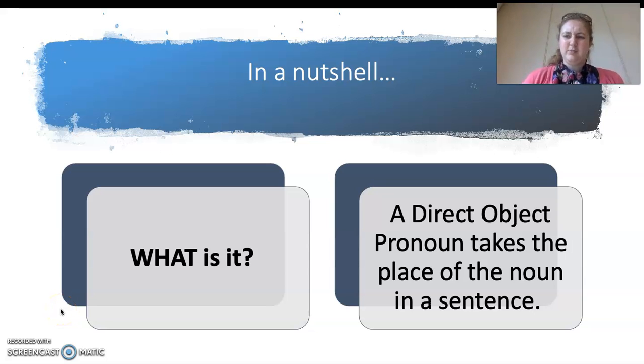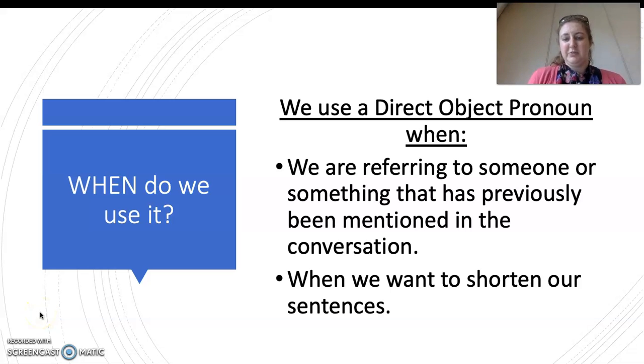So in a nutshell, what is a direct object pronoun? Well, a direct object pronoun is a word that takes the place of the noun in the sentence. So now we know what it is, we need to know when to use it, don't we? We use direct object pronouns when we've already talked about the main subject, so it could be someone or something previously mentioned in the conversation, and you just don't want to repeat yourself multiple times. It's also a fancy way of shortening our sentences to make them easier to read.